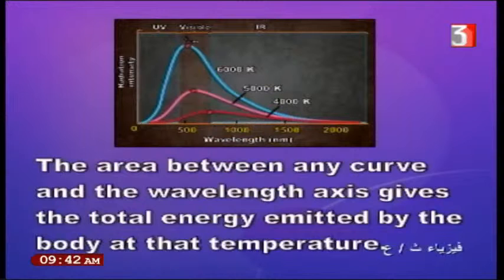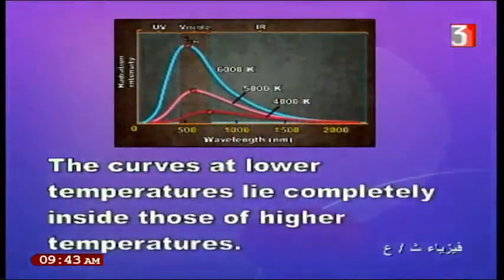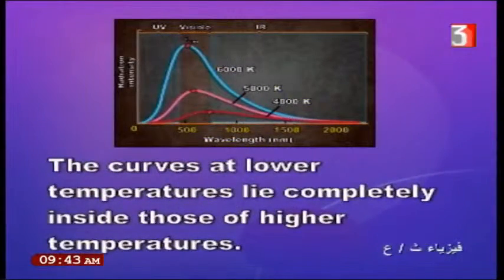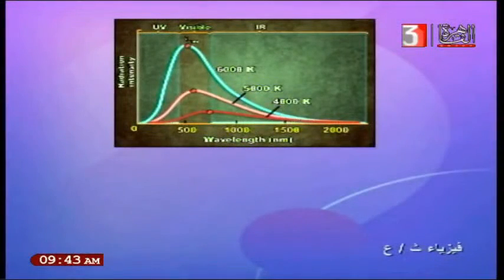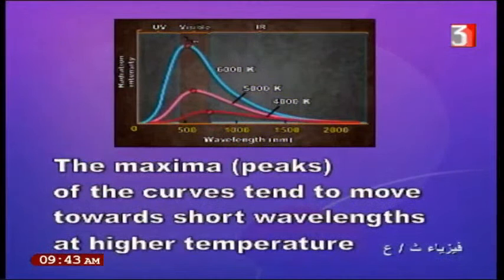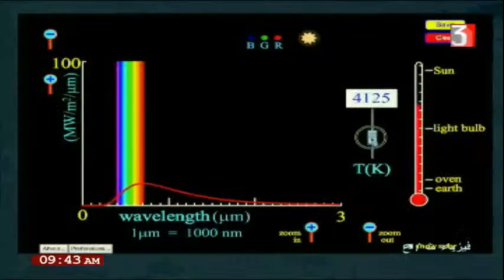So once again, the area between any curve and the wavelength axis gives the total energy emitted from the black body at that temperature, of course. The curves at lower temperatures lie completely inside those of higher temperatures. This indicates the total energy emitted will increase as the temperature increases. The peaks, this is important, the maxima of the curves tend to move towards shorter wavelengths at higher temperature.